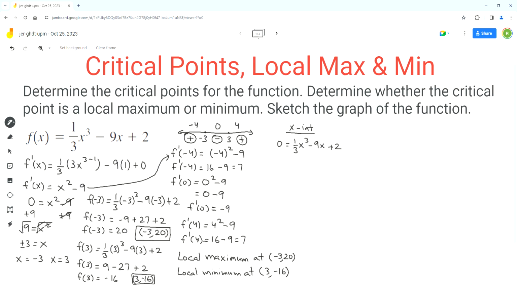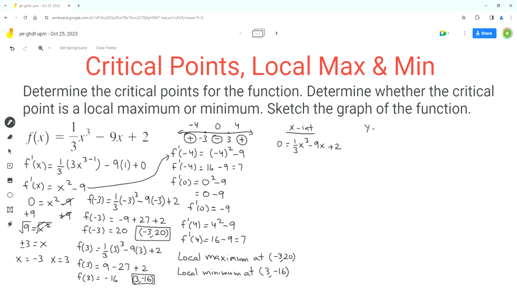Now this is a cubic equation and we cannot factor it using the factor theorem. For this we'll have to use technology to find the x-intercepts. So we can ignore the x-intercepts for this function.